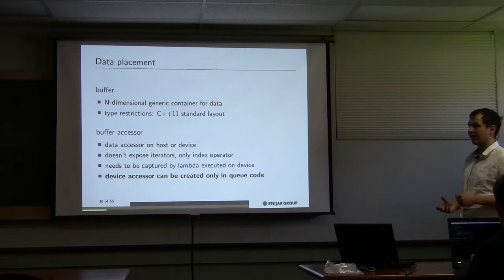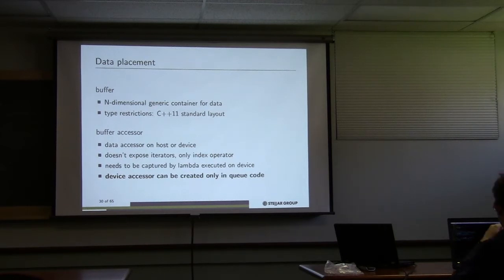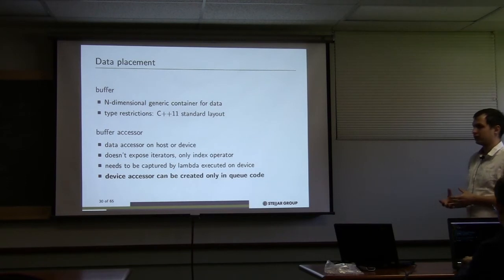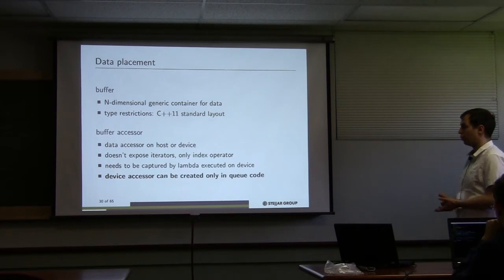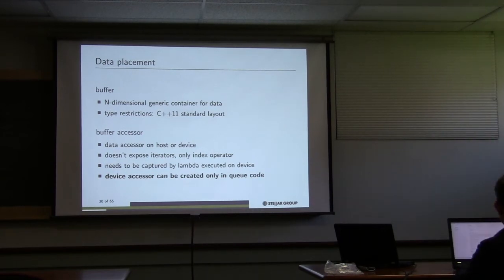Then we have the buffer accessor, and this is a thing which is not similar in any means to array view. Array view works like a cache. Accessor allows you to transfer the data onto the device on which the accessor is created. It has only an index operator, but it allows you to take the raw pointer to data. We have to create the accessor in the queue code, and then we can access the data from the buffer on the GPU. It also means that we can create an accessor on the CPU side, and then request copying of data from the buffer to our application on the CPU.